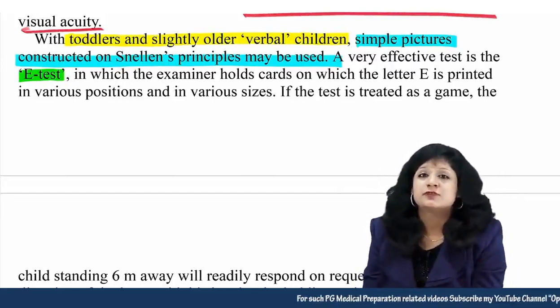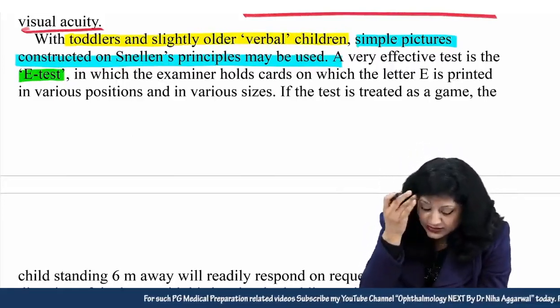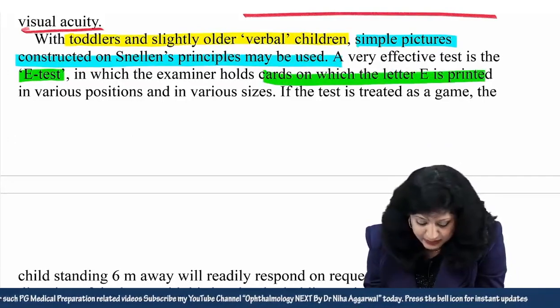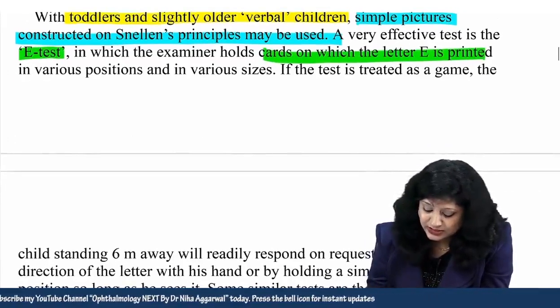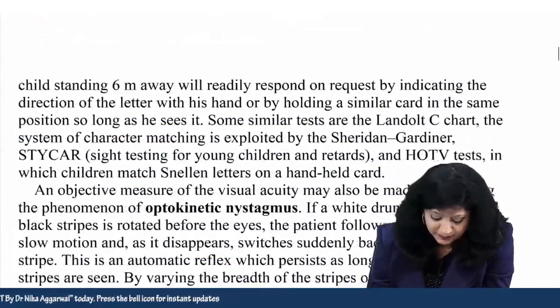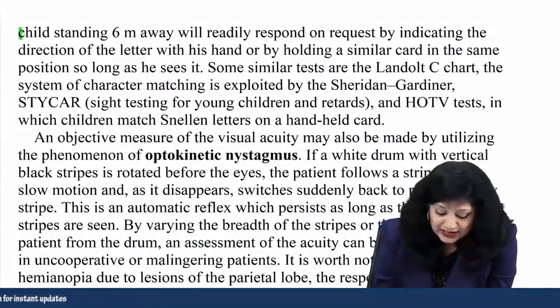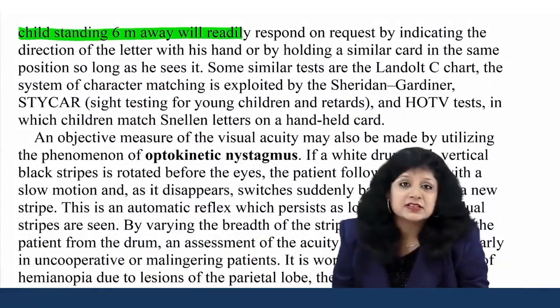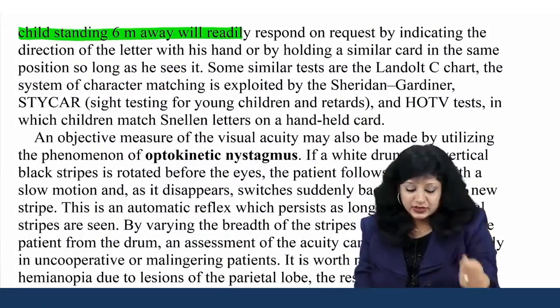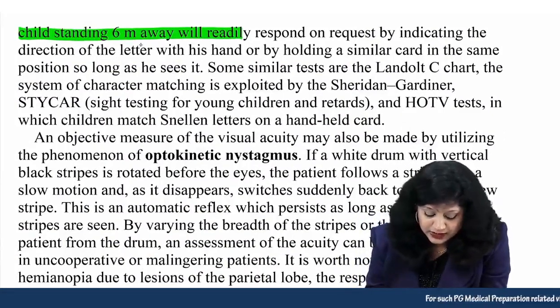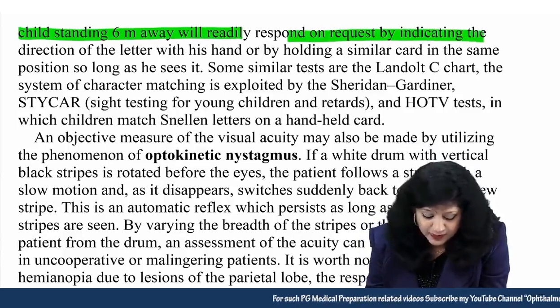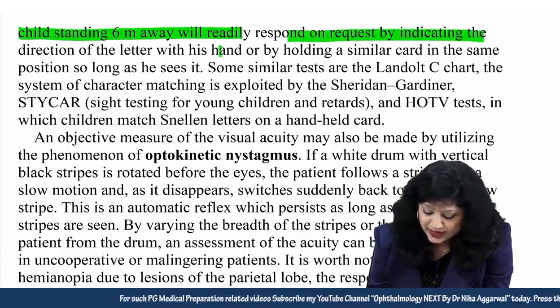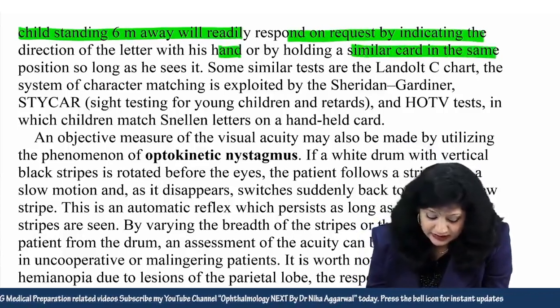This is especially for illiterate people, in which the examiner holds the cards on which letter E is printed in various positions. If the test is treated as a game, the child is standing at a distance of 6 meters, and you are holding that. Okay, so this child will readily respond on request by indicating the direction of the letter with his hand or by holding a similar card in the same position.